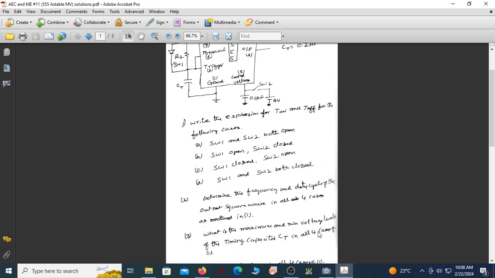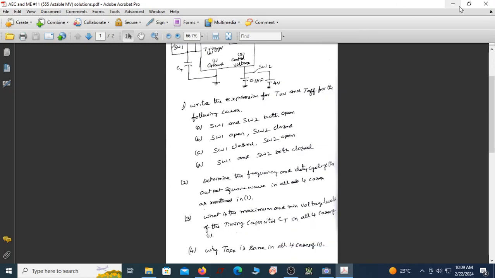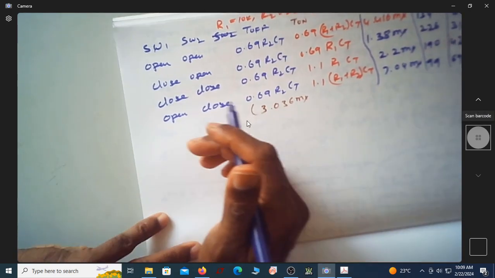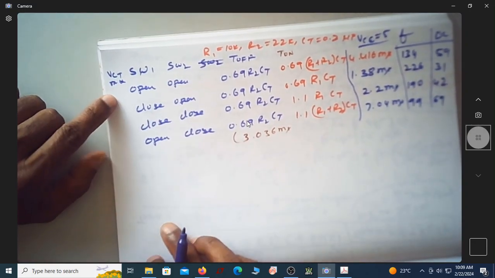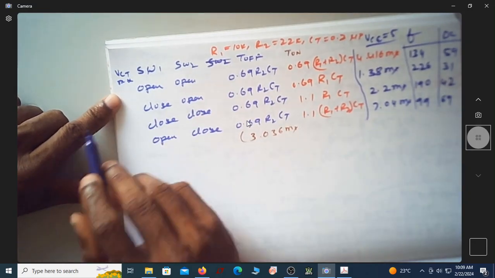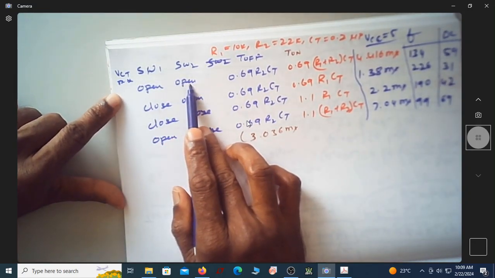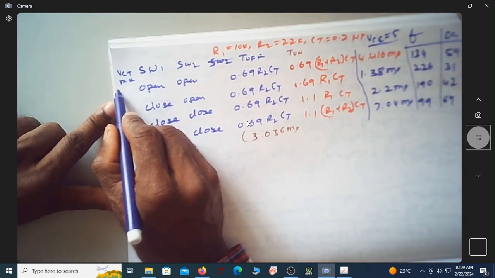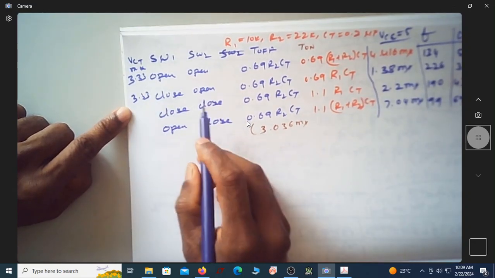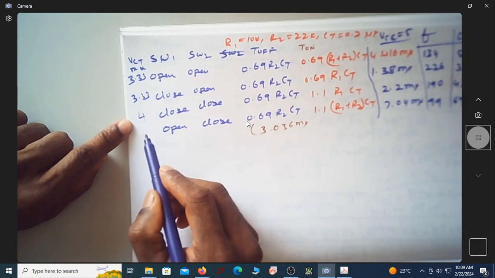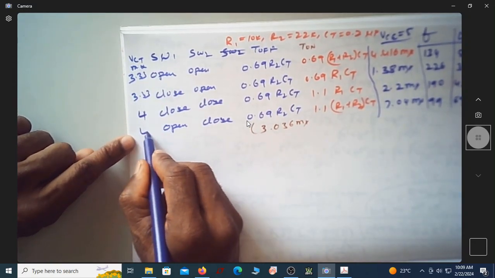What is the maximum voltage level of the timing capacitor in all 4 cases? Okay, that you can find out. It was asked to find the maximum and minimum capacitor voltage in the different 4 cases. So let me write VCT max. Of course, min is always half of this max. Since this is open, the VTH is actually 2/3 of VCC, that is 3.33 volt. When it is closed, since you are using external voltage, it is 4 volts. This is also 4 volts.